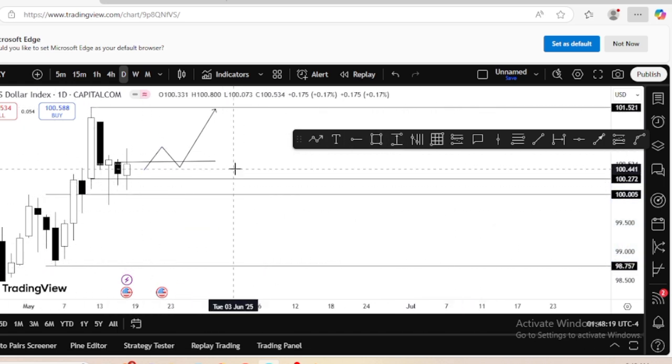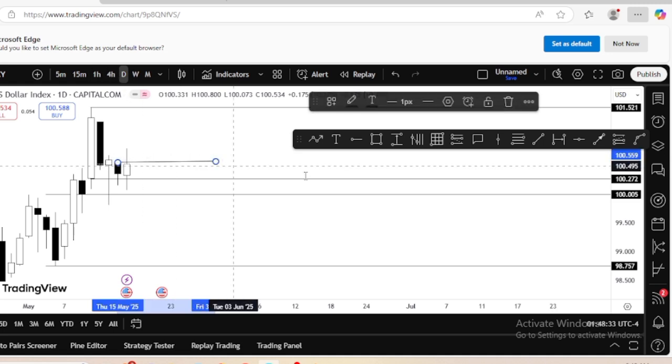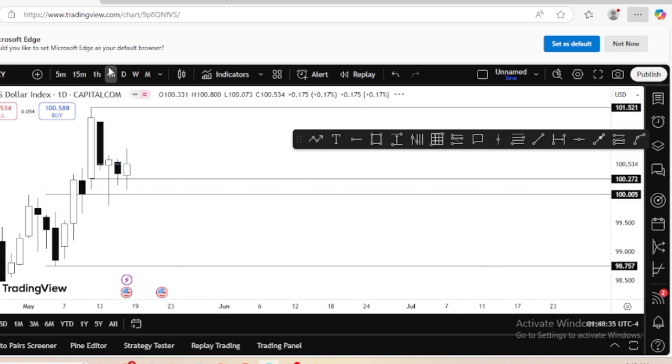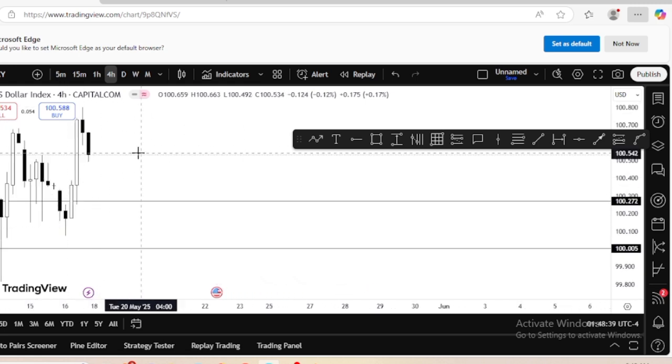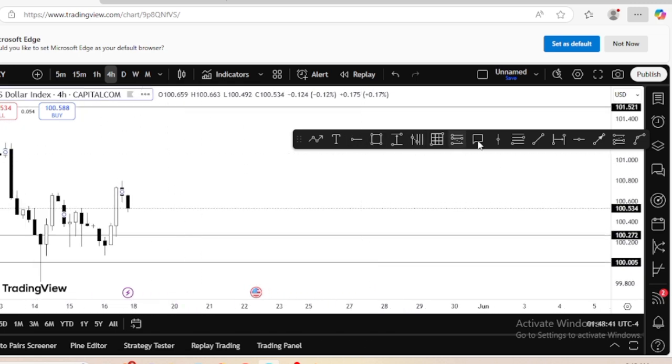I have around 70% probability that DXY should be bullish more than bearish. For me, that is what I'm actually looking at currently. So now if you go to the 4 hour time frame, what are we looking at? What key level can we see that price should respect?